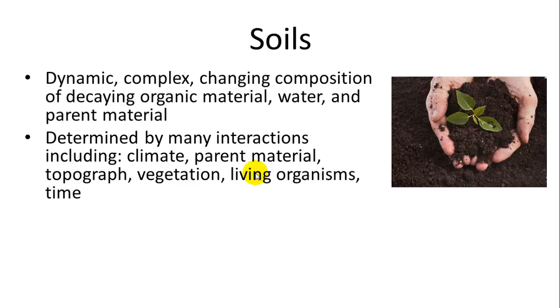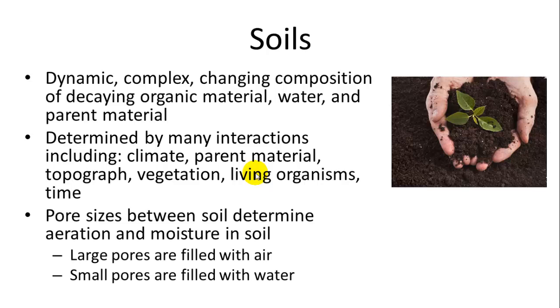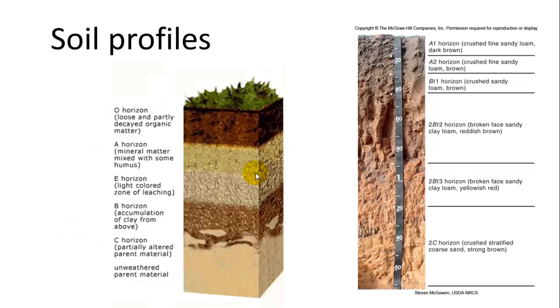And so soil composition is a combination of a lot of different things, including the climate, precipitation, the parent material, vegetation, things living in it, and so forth. Some important things about soils include the sizes of the pores, or the spaces in between the different things in the soil. Large pores are generally filled with air, whereas small pores are generally filled with water.